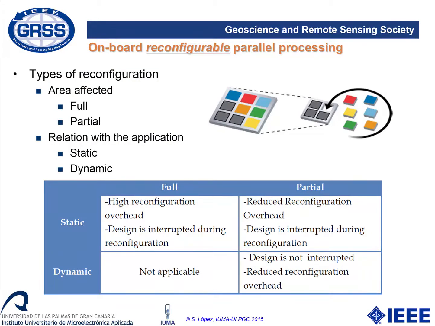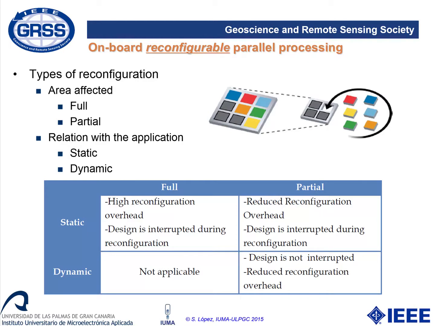A typical classification of reconfiguration is the one that is shown in this slide, which takes into account two factors. First, the area that is affected, and second, the relation with the application. About the area, it means full or partial: if we are fully reconfiguring our hardware device, or we are only reconfiguring one part of our hardware device. This is the difference between full and partial.